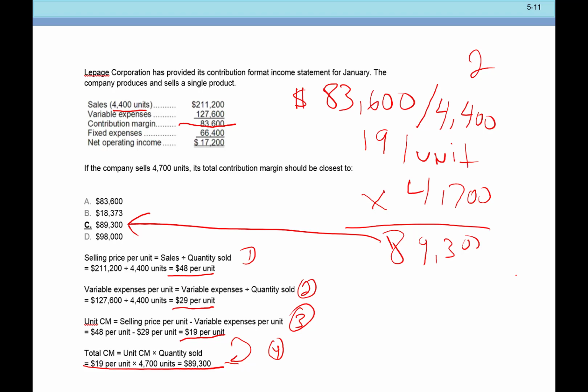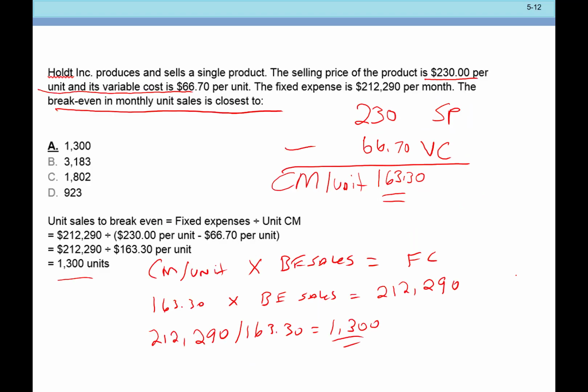Okay, good. Come over and let's take a look at this question. Holtz produces and sells a single product. The selling price of the product is $230 per unit. Variable cost is $66.70 per unit. Fixed expenses are $212,290 per month. The break-even in monthly sales is closest to: I take my sales price per unit, I subtract my variable cost per unit. That gives me contribution margin per unit of what?